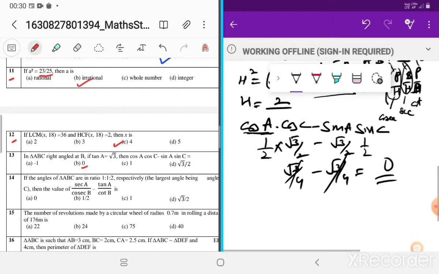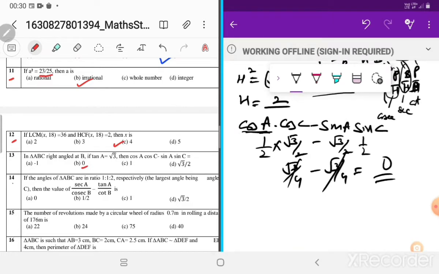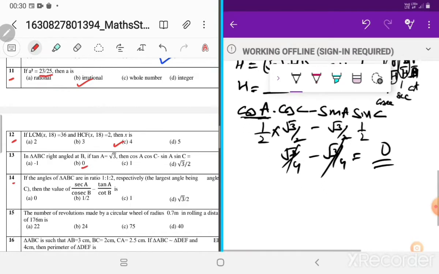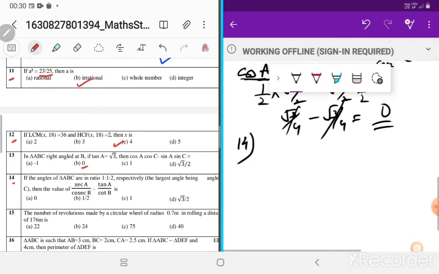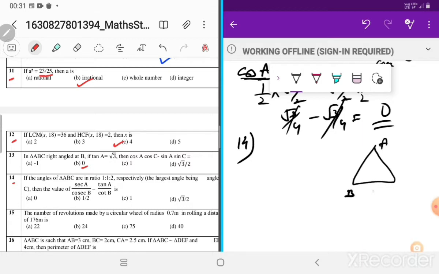Now children, come to question number 14. So if the angles of a triangle, now what is given? One triangle is given. Triangle ABC. Now see, again we have to read the full question. If the angles of a triangle ABC are in ratio 1:1:2.